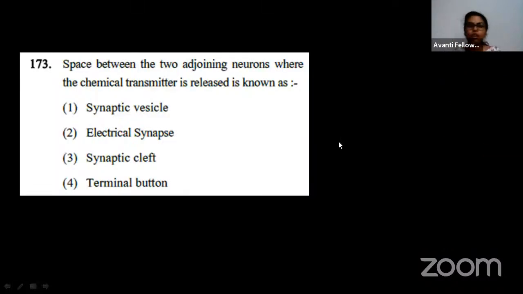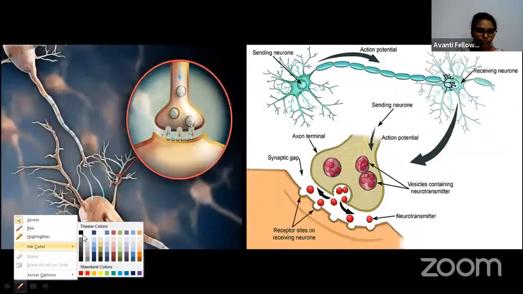Now the next question: the space between the two adjacent neurons where the chemical transmitter is released is known as: synaptic vesicle, electrical synapse, synaptic cleft, or terminal button. So these are all the options. Now let us understand, this question is taken from the chapter neural control and coordination. This is a very important concept. So here what they are saying is, there are two axon terminals, and there the axon knob is present. Between those two knobs, some neurotransmitters pass, the chemical transmitters. So what is the name of that space? We have to see that in this diagram. You can say that very clearly.